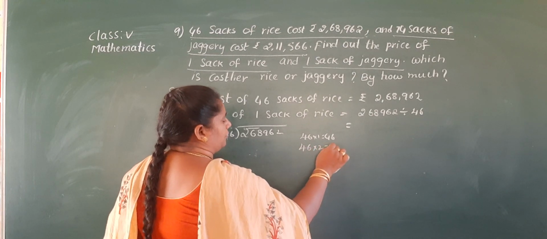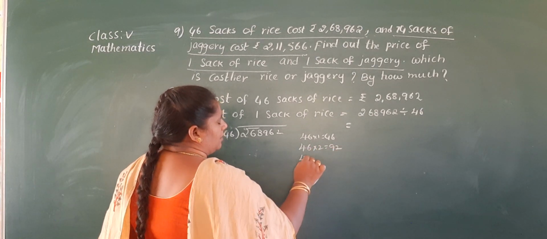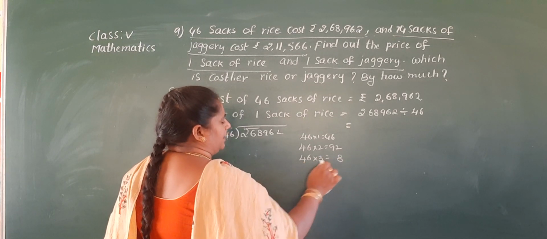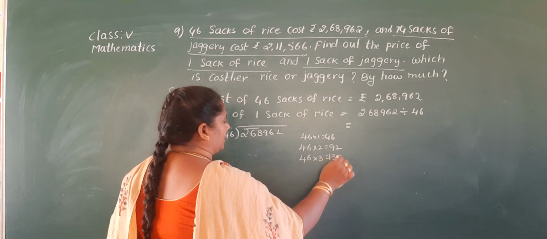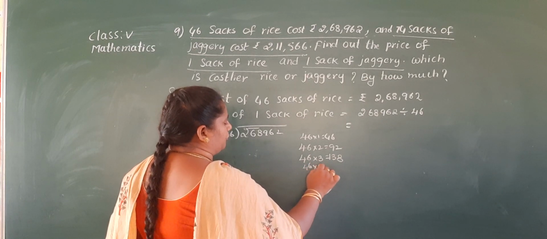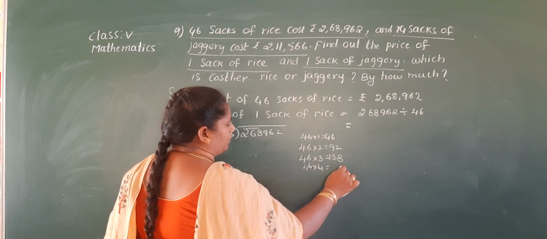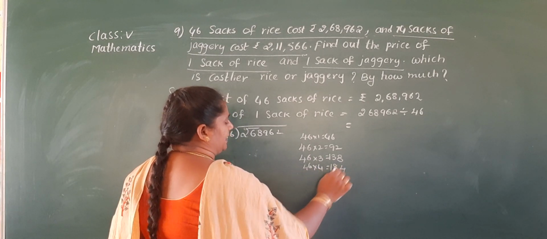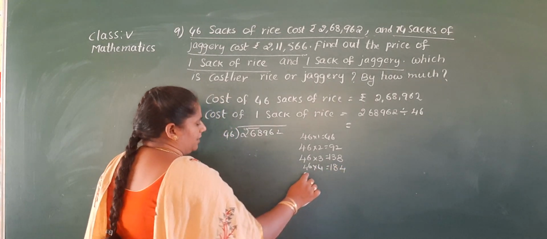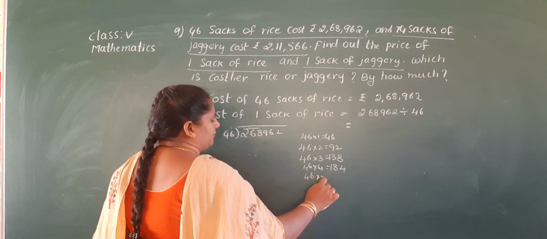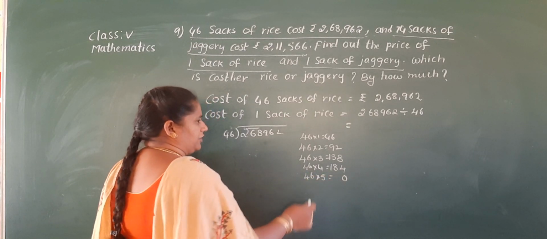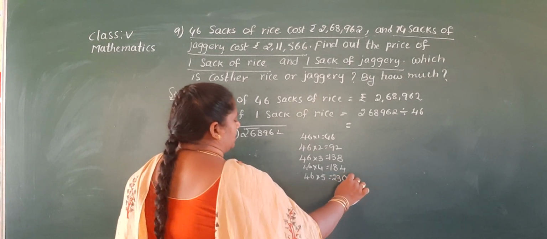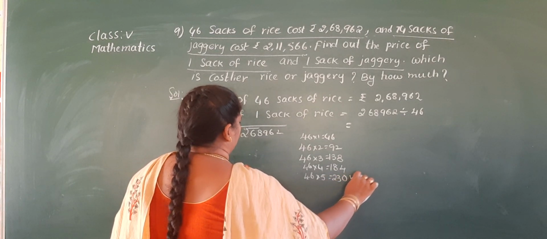2 6 are 12, 2 4 are 8 plus 1 9. 46 into 3, 3 6 are 18, 1 in hand, 8 is down, 3 4 are 12 plus 1 13. 46 into 4, 4 6 are 24, 2 in hand, 4 is down, 4 4 are 16 plus 2, 18. Okay, 46 into 5, 5 6 are 30, 5 4 are 20 plus 3, 230. Okay, so this is the nearest number.